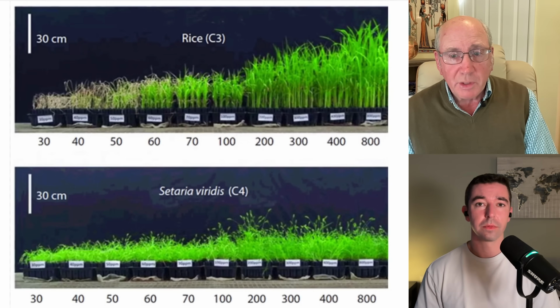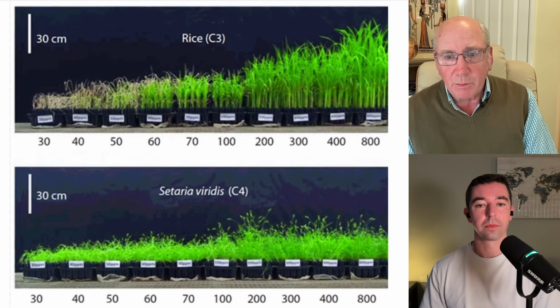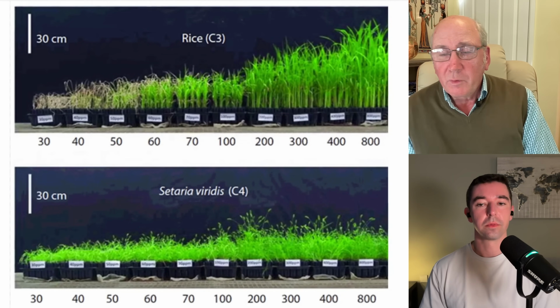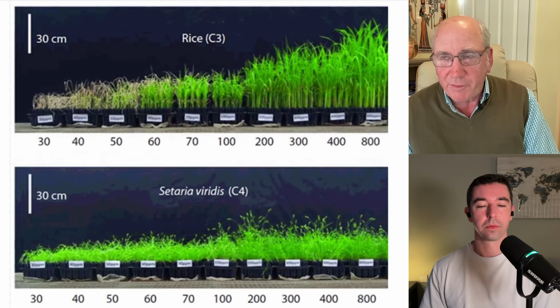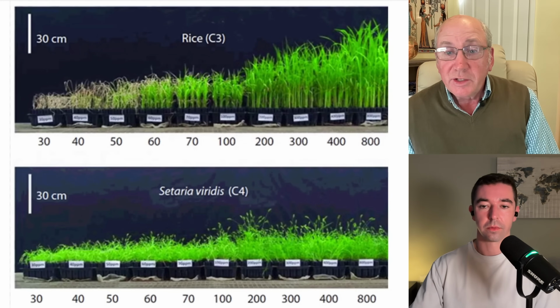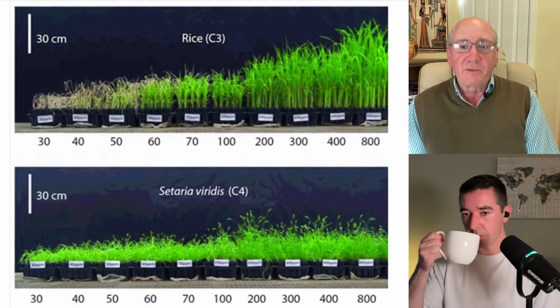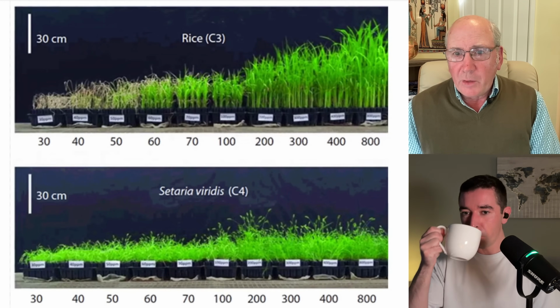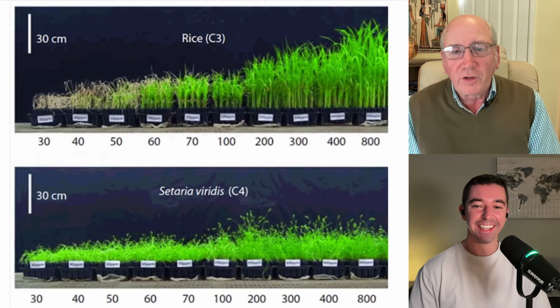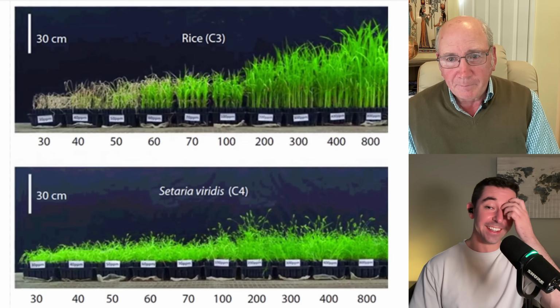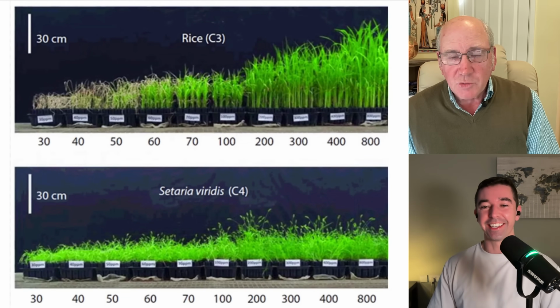So CO2 is the most important gas in the atmosphere, which is why it was so stupid when the EPA in America, the Environmental Protection Agency, declared that CO2 was a poison. No, it's the most essential gas in the atmosphere. Without CO2, all life on Earth will die. And that's what we see here.